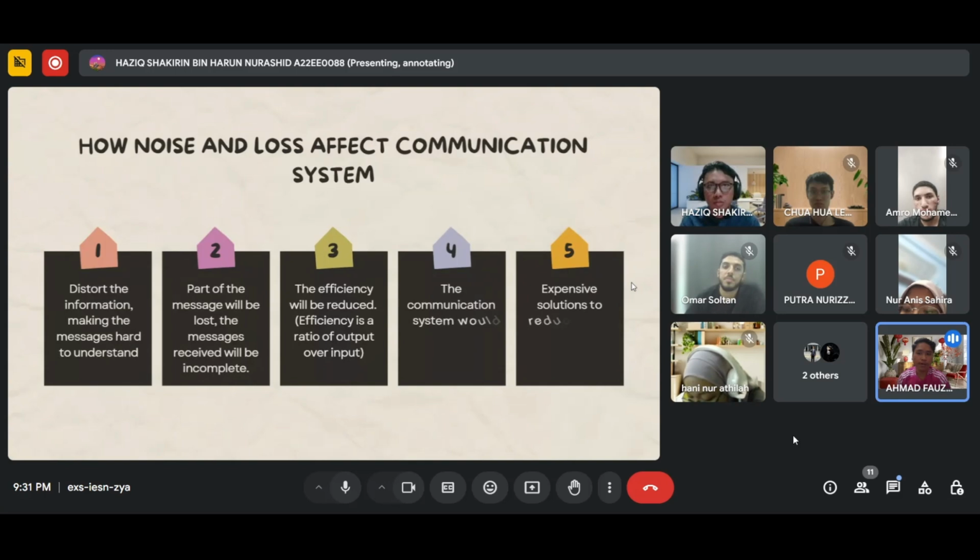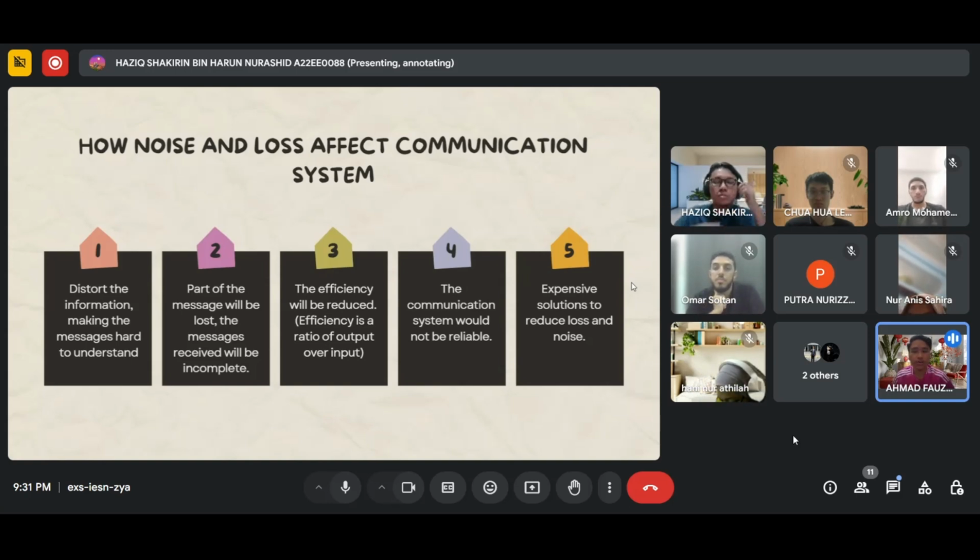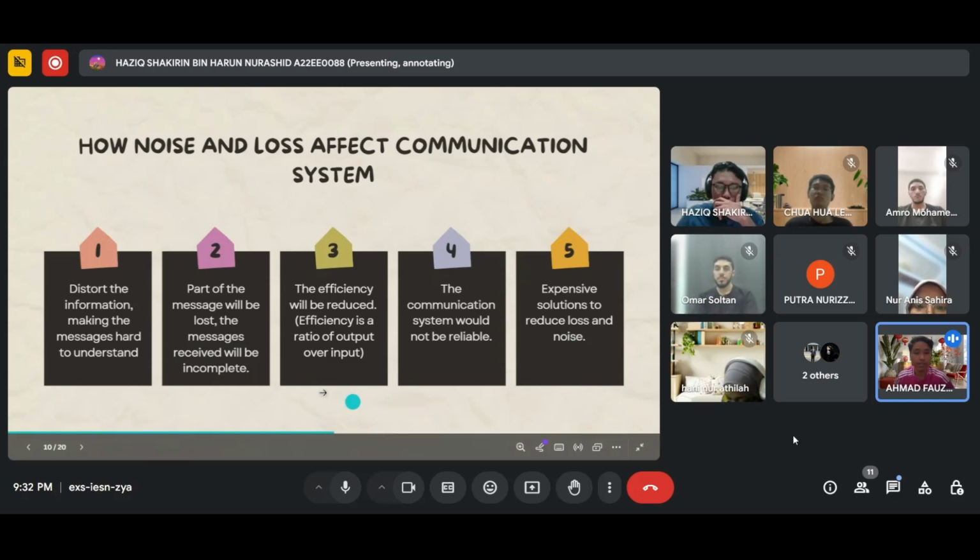Now we have talked about what noise is, what loss is, and the types of them. Now, how do noise and loss affect the communication systems that we use in our everyday life? First of all, like we said before, noise will distort the information, making the messages that we send very hard to understand. Part of the message that we transmit will also be lost because of noise and loss, and the messages that are received will be incomplete. Because of that, the efficiency of the communication system will be reduced.